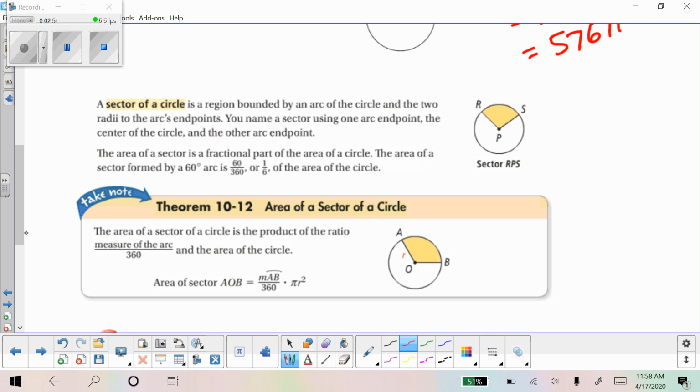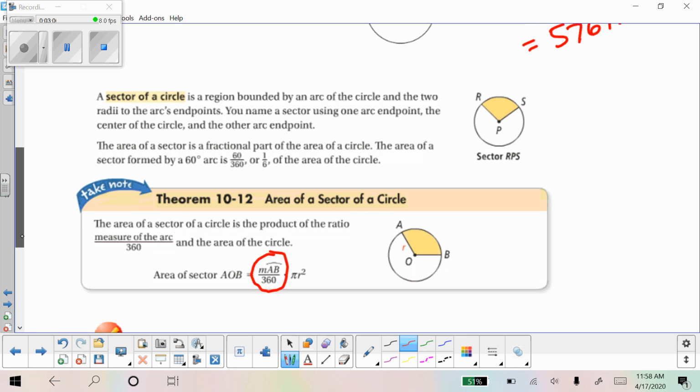Now to find the area of a sector of a circle, once again, you're going to take the fraction of 360 degrees that you have for that sector. That's what this is saying right here: find the number of degrees in the measure of the arc divided by 360, and then times the area of a circle formula.